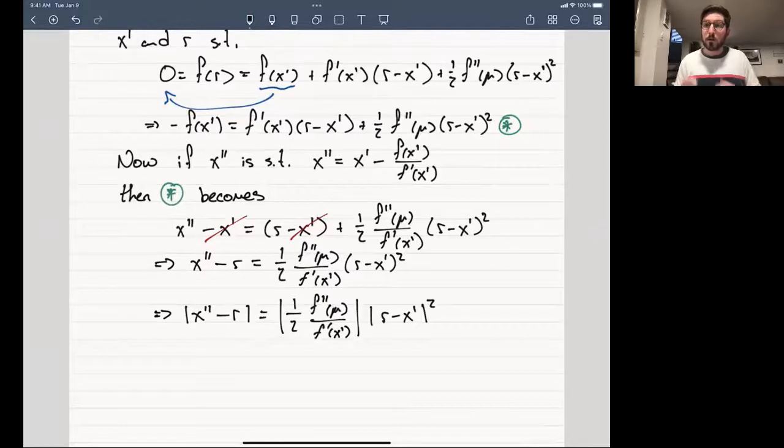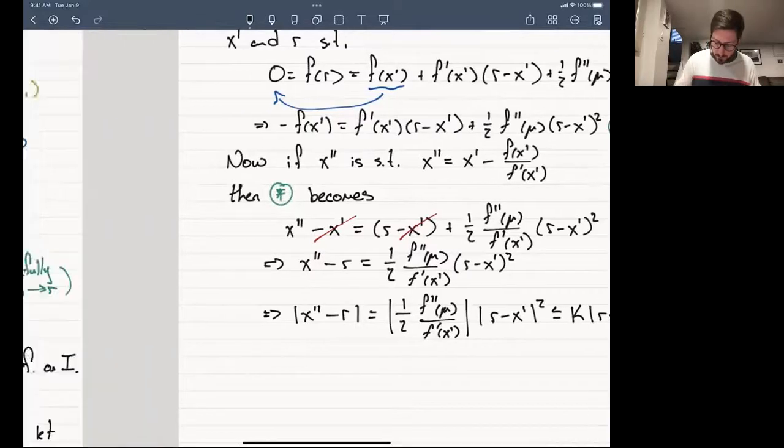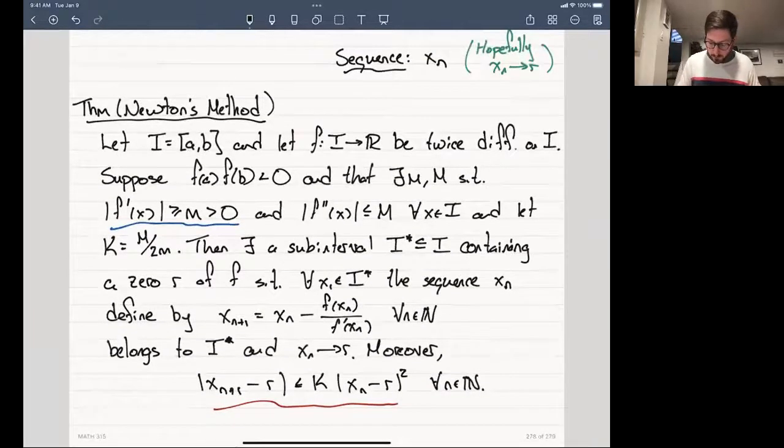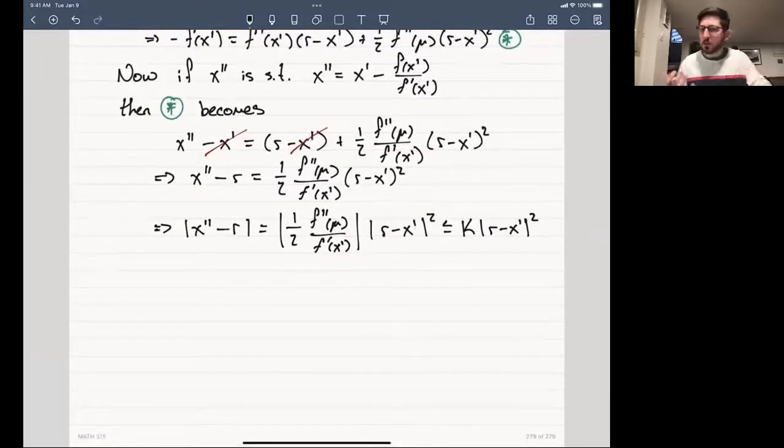Now I can use my bounds on the first and second derivatives of f to see that this is less than or equal to k, where k was defined in the statement of the theorem, times the squared distance. So that's my quadratic update, all right? That is exactly that piece that's underlined in red. That's what we've just proven, that the distance of your update in the Newton step from the root is at most k times the square of the previous step. Okay, but we still haven't shown that we have convergence, right? So now what we need to do is be strategic about where we pick our initial guess from.